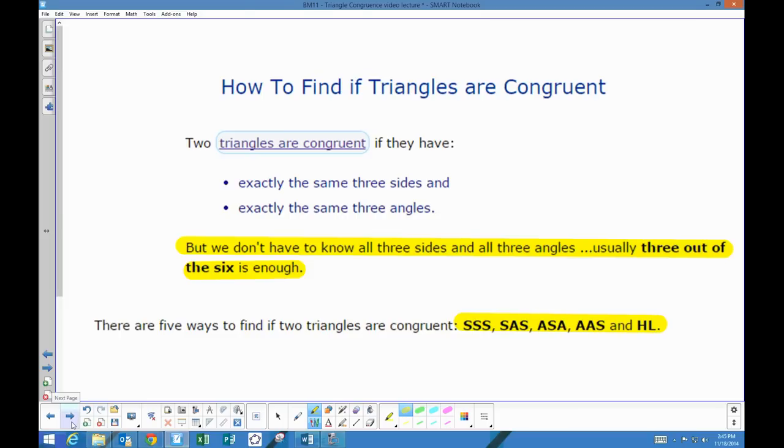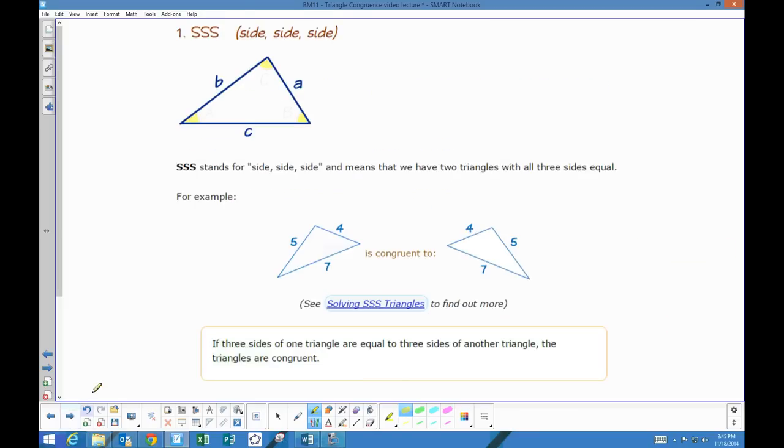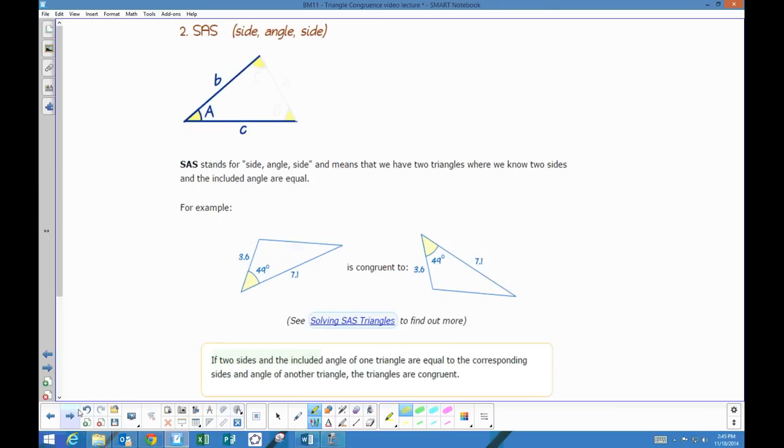Okay? So I'm going to go through each one of those and let you copy down the notes. Here we go. Here's side, side, side. All 3 sides are congruent, so you know the angles are also congruent. You can pause, jot that down. Make sure you include a picture in your notes as well. All right, side, angle, side. If a side and the included angle, okay, that's key, included angle, that means between the 2 sides, are congruent to the other triangle, then we know the rest of the parts are also going to be congruent.